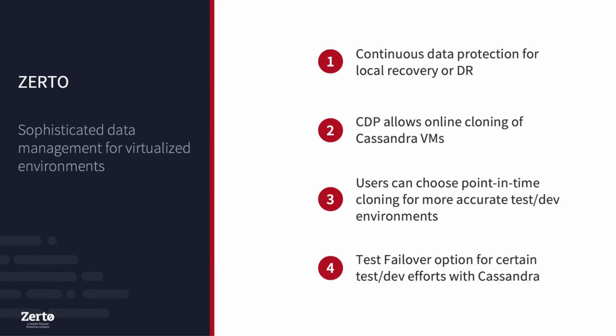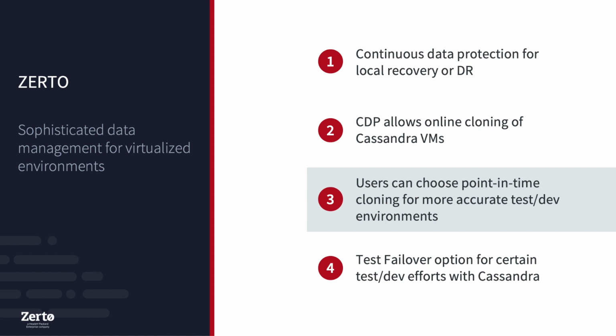The Zerto platform can handle creating a fresh database replica for a Cassandra virtualized instance. Its continuous data protection keeps track of all the writes and changes for files on its protected VMs and can replicate those changes in real time off-site. Zerto can use this replication setup to create a clone of the Cassandra instance for test dev purposes and can use its checkpoint functionality to allow that clone to be created at a point in time.